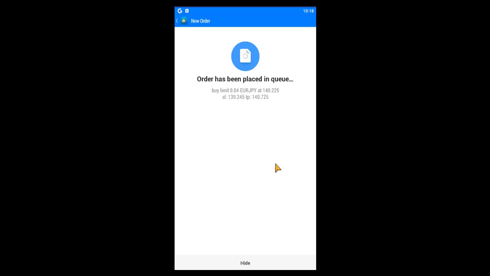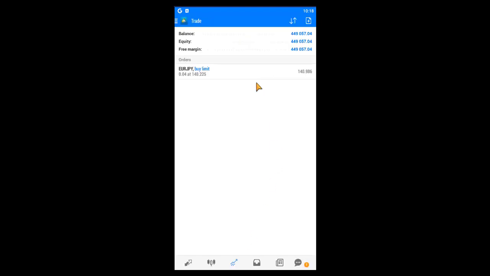Okay, now just click on place. Order is in the queue. Order is open. So I've placed the order. It will look like this on my trade tab, right? Looking like this means it's not yet running on the market. It's simply a pending order, a trap on the market waiting to happen.